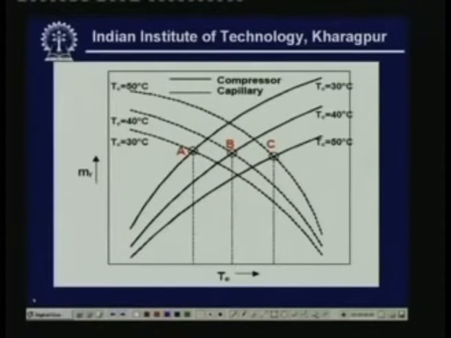Now I was talking about the balance points. You can see that the points A, B, C are the balance points. Why do you call them balance points? For example, at 30 degrees condenser temperature, this is the capillary tube line, and this is the mass flow rate through the compressor, and the point where these two lines intersect, that is this point.